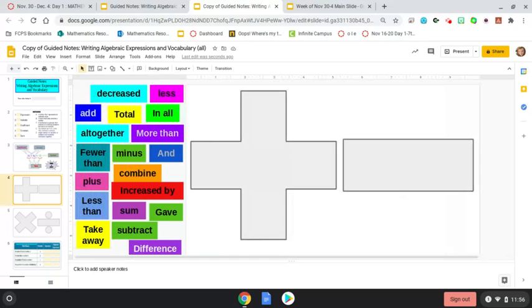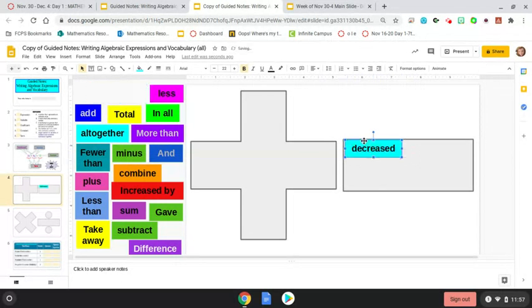I'm not going to do all of these with you, but I'm going to pull these words and think, does this word make me think of addition or subtraction? Does the word decreased make me think of addition or subtraction? It makes me think of subtraction. So today, when we're reading our math sentences, we're going to be turning them into math. And if I see the word decreased, I know it's telling me to subtract. What about altogether? Altogether makes me think of addition.